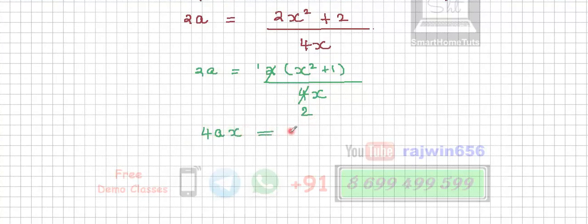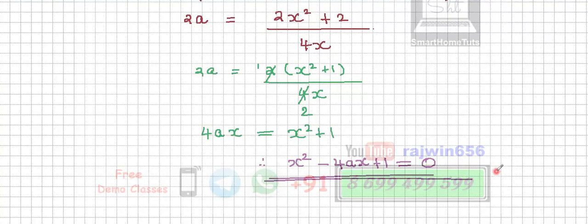This is equal to, what is remaining here is x square plus 1. I'm bringing this 4ax down over here. So what is remaining here is 0. This 4ax on the right hand side is going to become minus 4ax. So therefore this is going to become x square minus 4ax plus 1. What is remaining here is equal to 0. This is what we are supposed to prove.